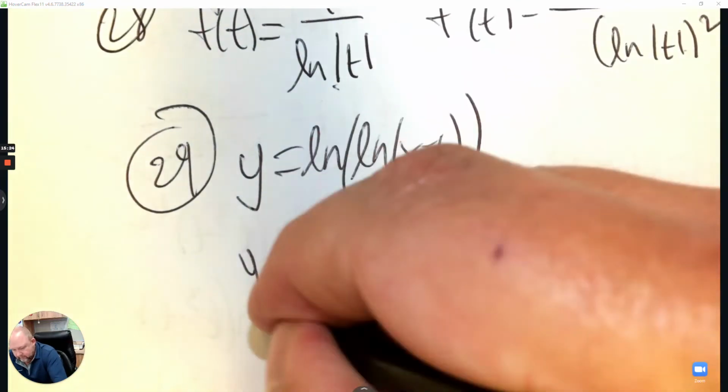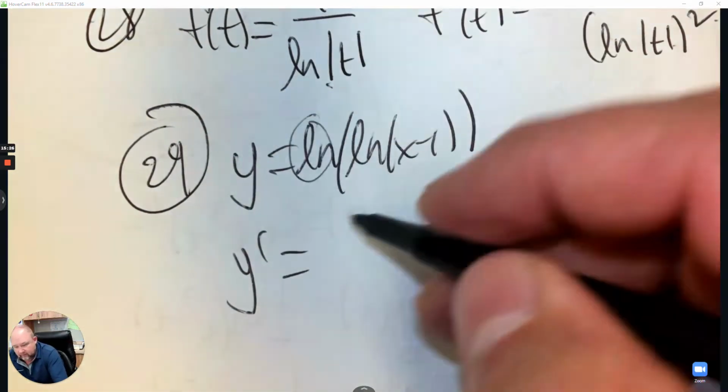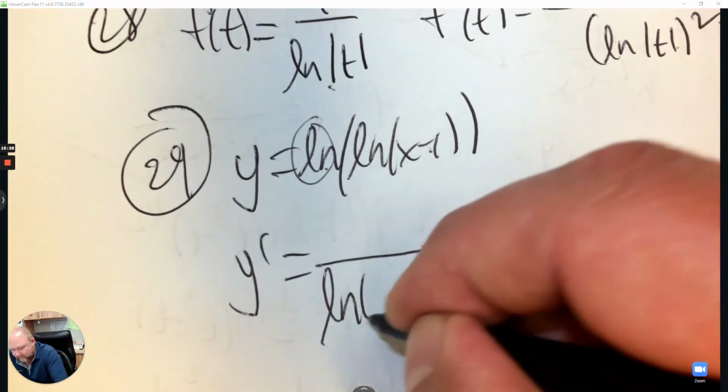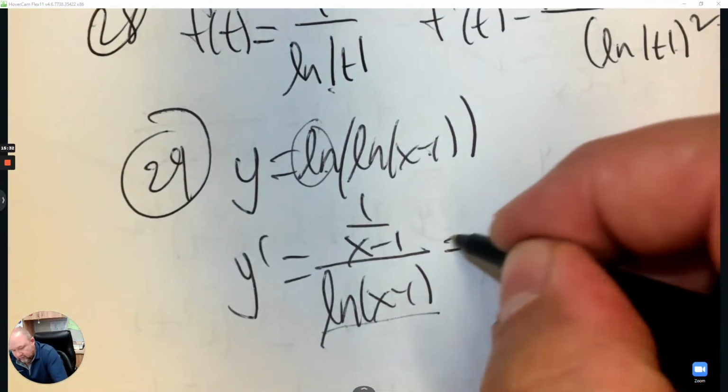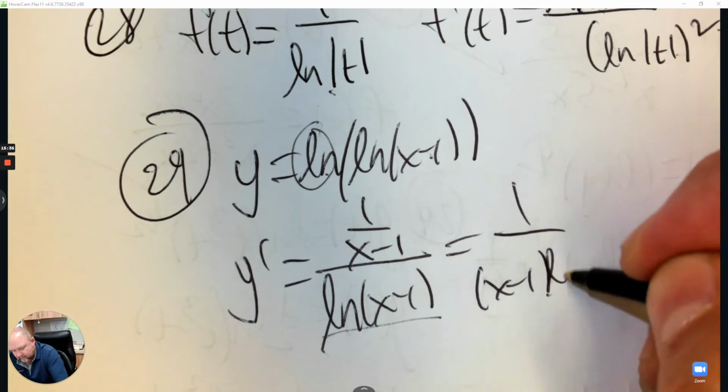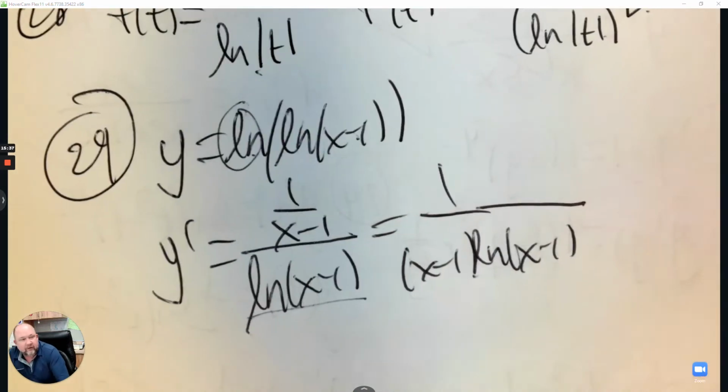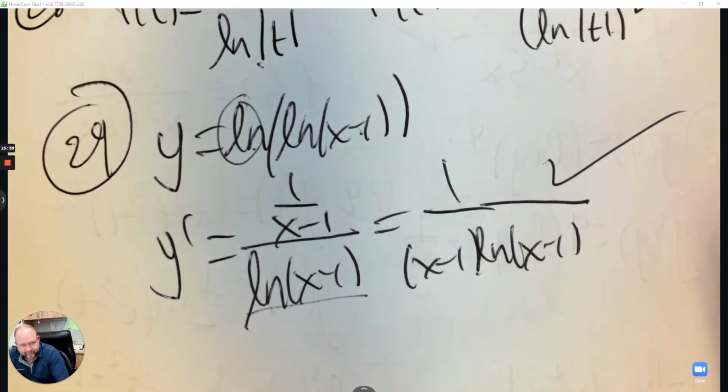All right, here we go. The derivative of a logarithm, where what's inside the logarithm is a logarithm. And then the derivative of this goes in the numerator. You could also write it like this. Both are good answers.